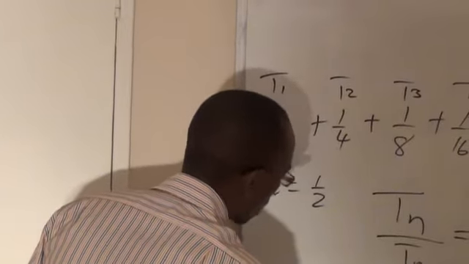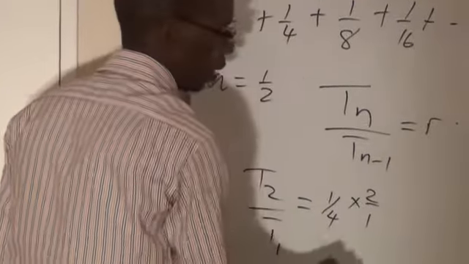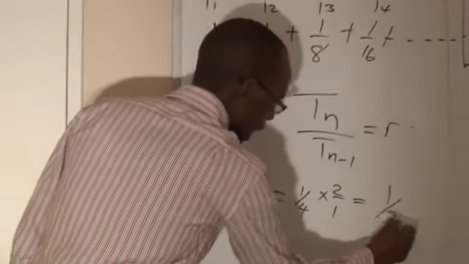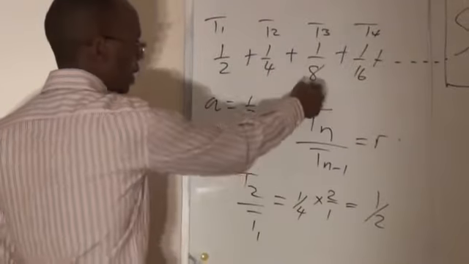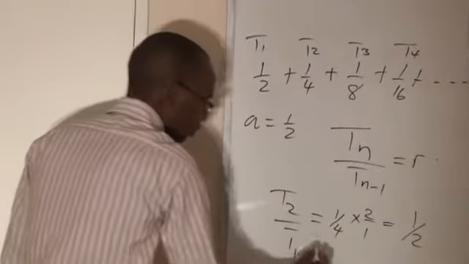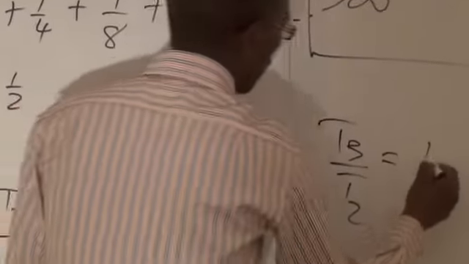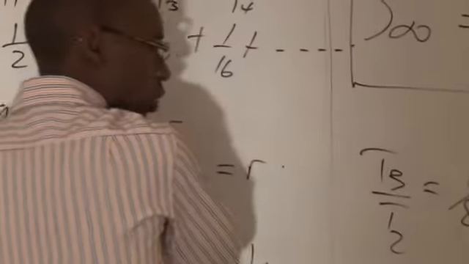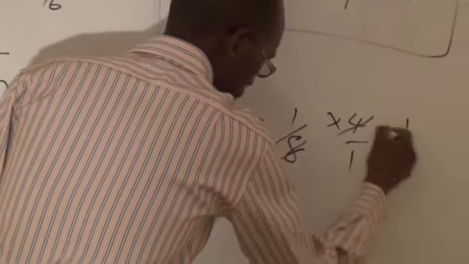If that is the case, then let's pick up T2 over T1. Obviously that will be equal to a quarter divided by half, which is the same as multiplied by 2 over 1. And you see that this actually gives us half. Good. If we pick T3 and T2, a term and the term before it, T3 over T2, that will be 1 over 8 divided by a quarter, which is the same as multiplied by 4 over 1. Again, we get half.